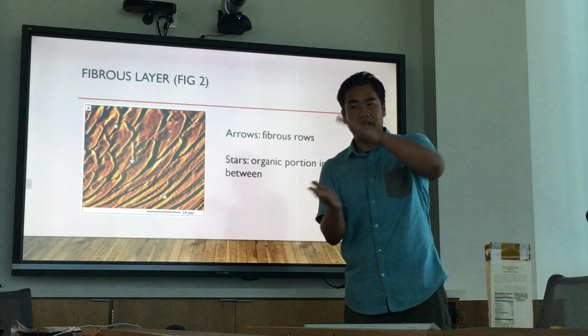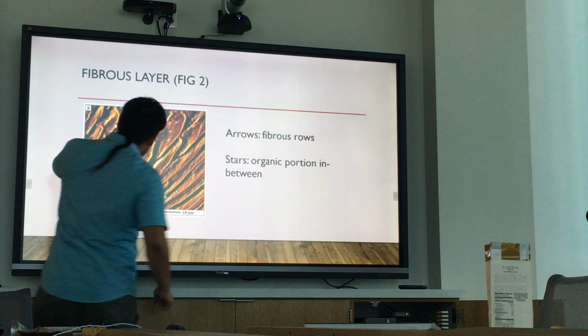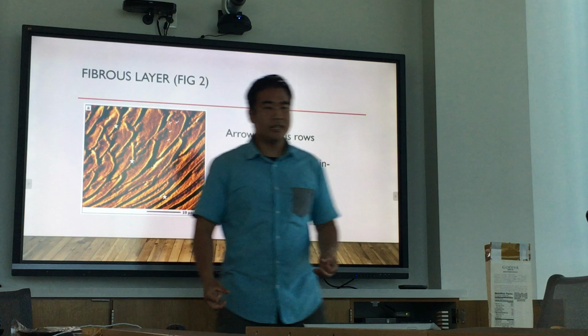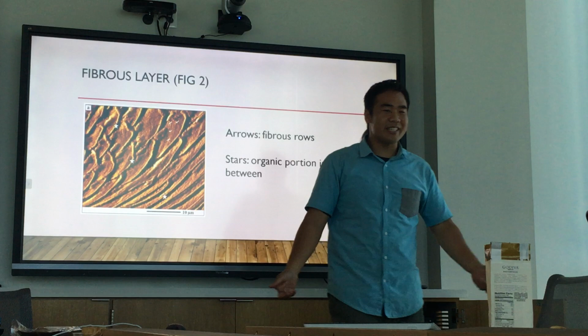Then they also talk about these portions right here, where again the breaks between the fibers are supposed to be an organic layer. I don't even know how they figured that out, because nobody can tell what that black stuff is in between. What do you guys think it is? It's just an empty space.